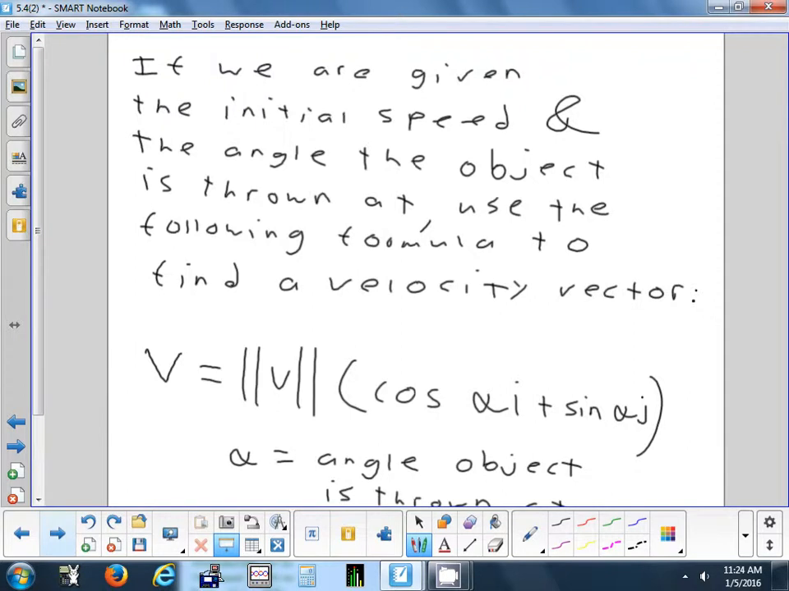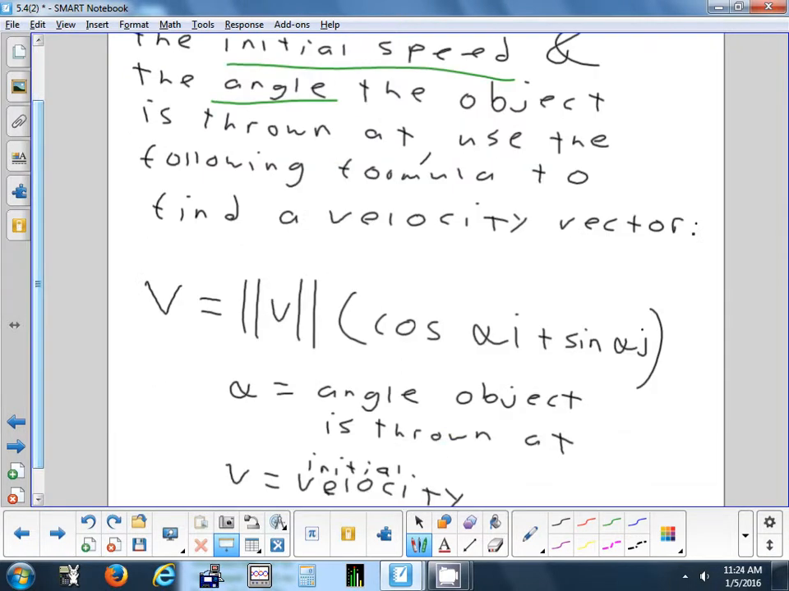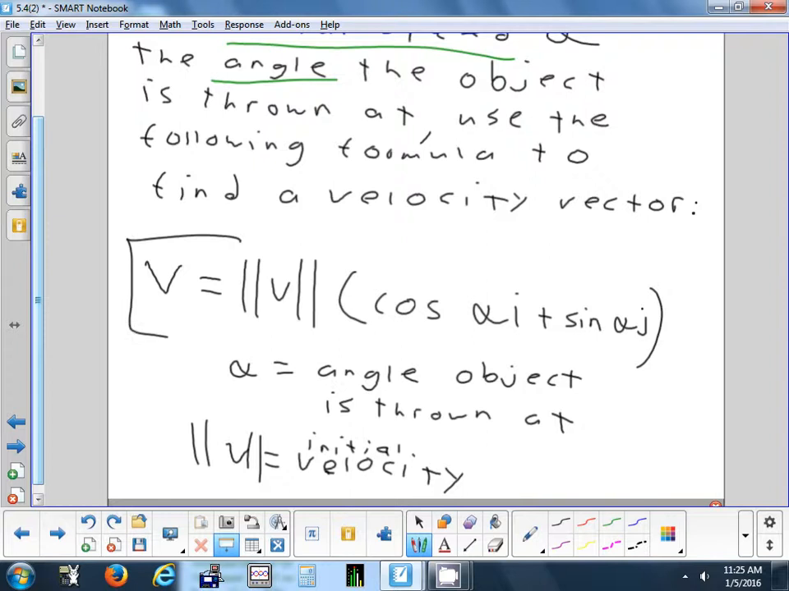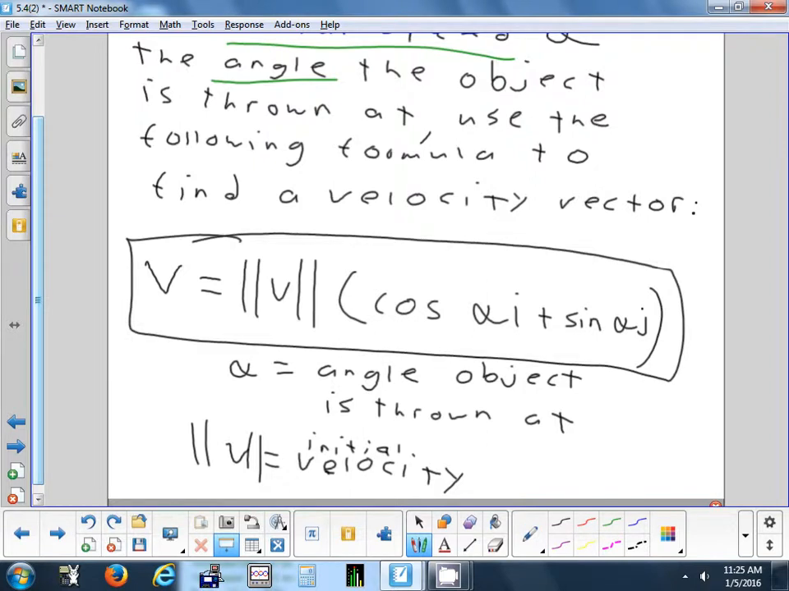There are only two things they have to give you: the speed that you're throwing the object at, and the angle that you're throwing it at. Both of those go right into our formula. Magnitude V, that's the speed. Alpha, that's the angle. I'm going to do it with i's and j's because that's how your book does it.